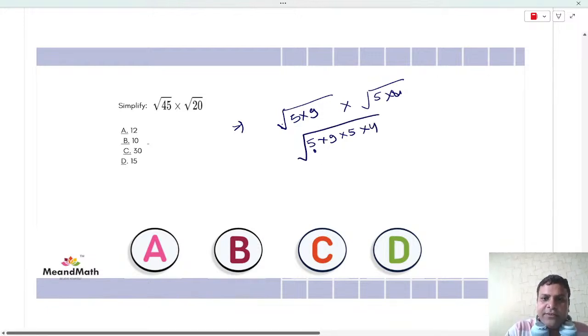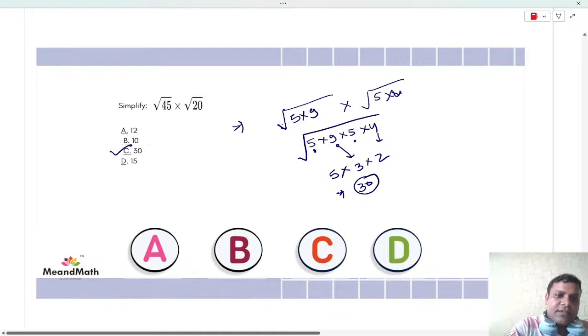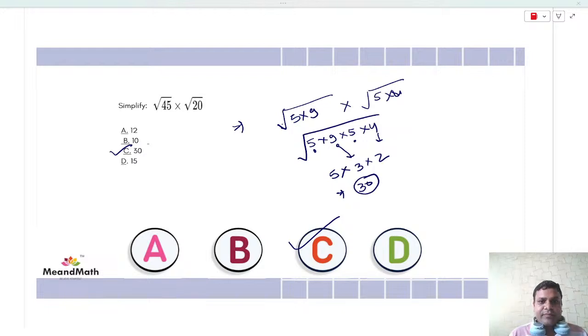So now 5 and 5, the answer is 5. Root 9 is 3 and root 4 is 2. So the answer is 5 into 3 into 2. 30 is the correct answer. Option C is the correct answer here. So in this question, root 45 into root 20, if you simplify, if you solve this, the answer is 30.